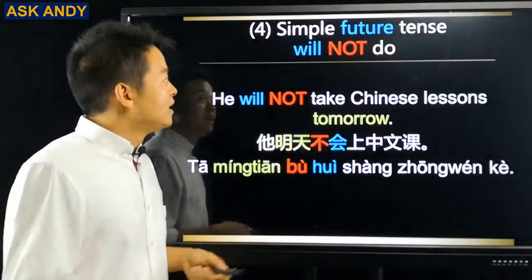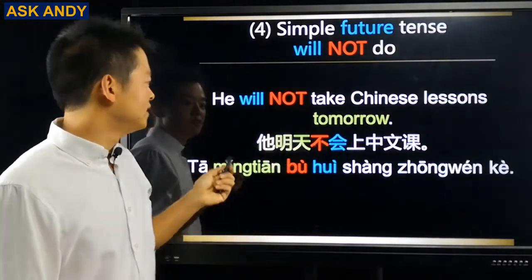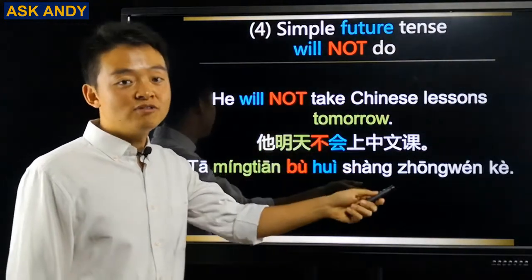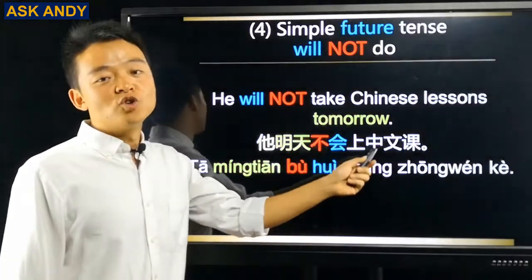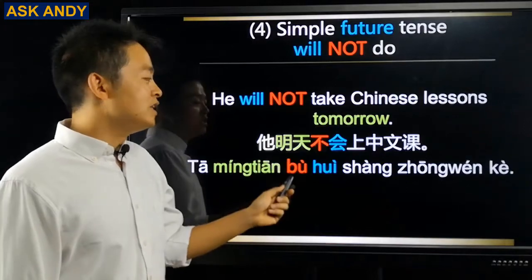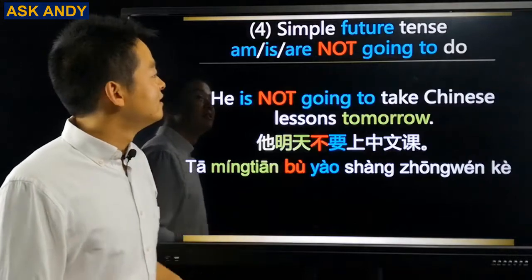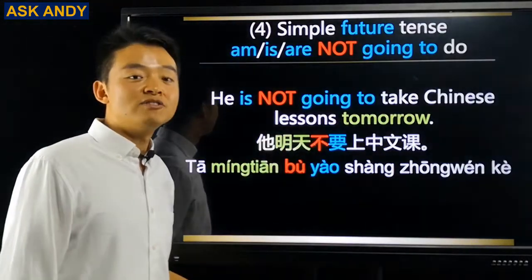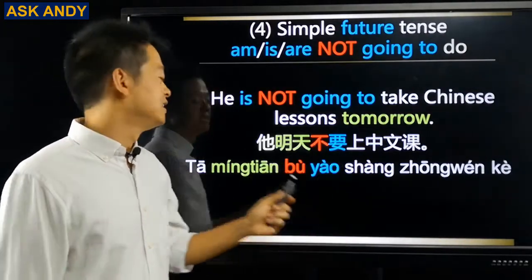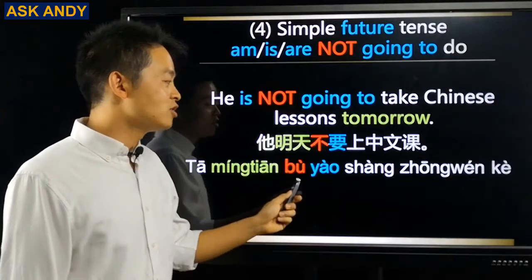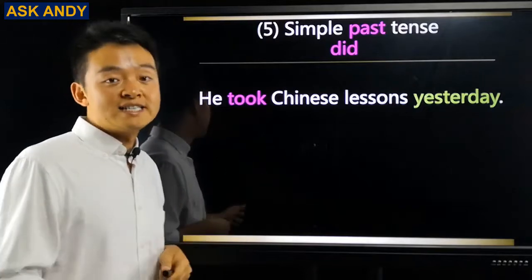How do we negate the verb in simple future tense? Will not do. That is the same, 不. So, he will not take Chinese lessons tomorrow is 他明天不会上中文课 in Chinese. And for another one, he's not going to take Chinese lessons tomorrow. That is, 他明天不要上中文课。Easy, right?